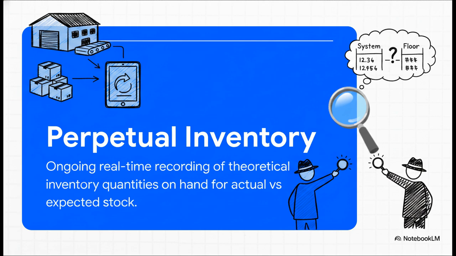Every control we talk about today relies on knowing exactly what should theoretically be in our warehouse at any given second. Think of it kind of like your banking app. The app shows your theoretical balance, but counting the actual cash in your wallet, that's the physical reality. If your system says you have 100 boxes of raw materials, but you walk onto the floor and only count 90, well, that discrepancy is exactly what triggers our detective controls.